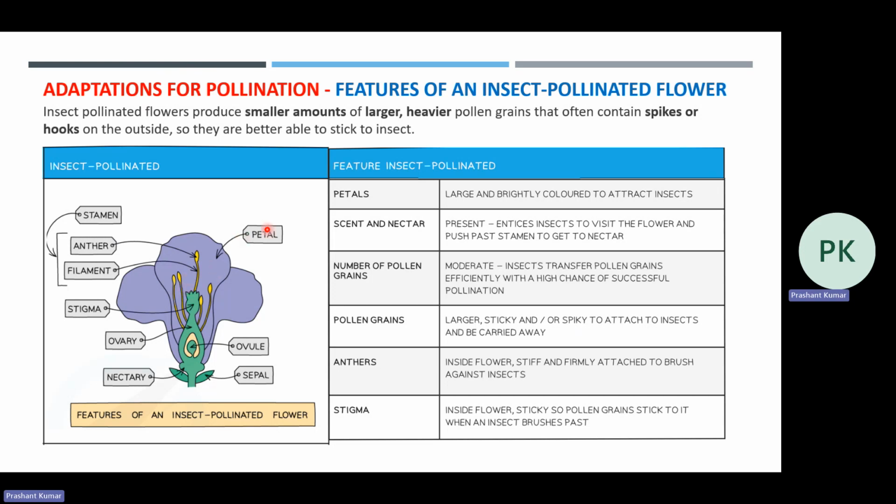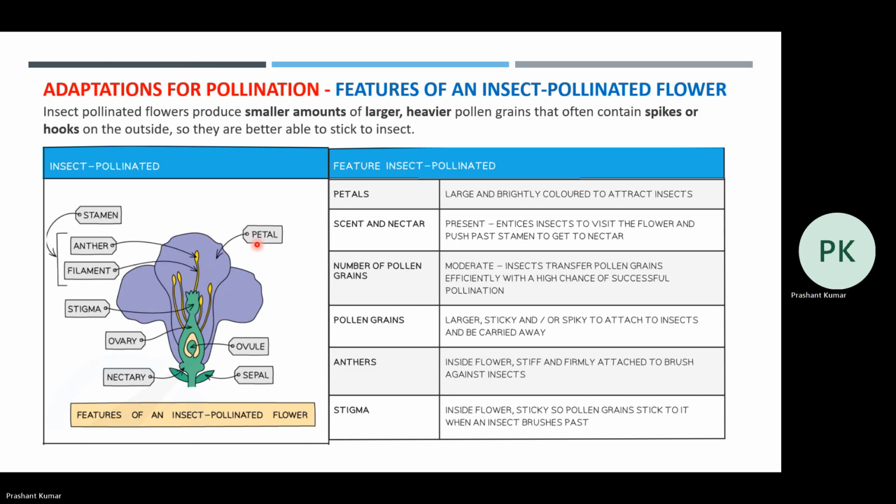That's why they have petals. The petals are the large and brightly colored part of the flower, and the whole purpose is to attract the bees. Next way to attract the bees: scent and nectar. So scent will attract the bees so that they can visit the flower and push inside to get the nectar. Nectar is the sweet sugary substance extracted from the flower.